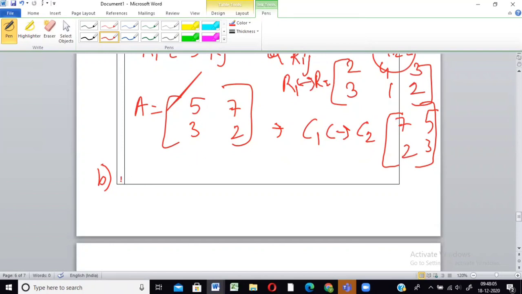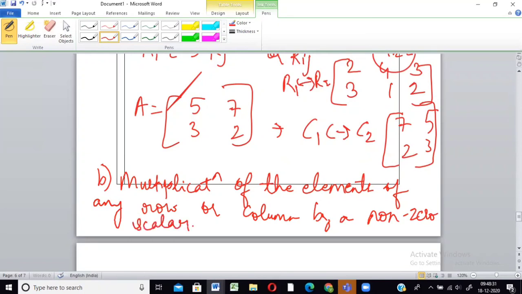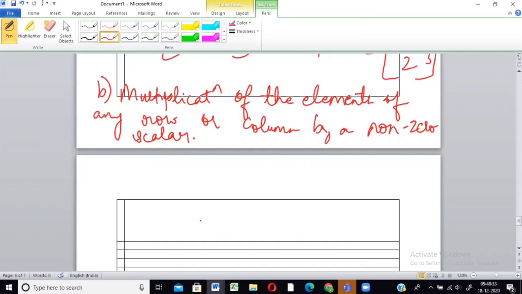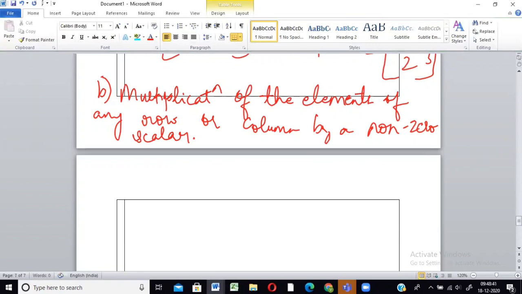The next property is multiplication of the elements of any row or column by a non-zero scalar. Non-zero scalar means any number which is a non-zero number. Scalar means any number, and according to the condition, it has to be non-zero.